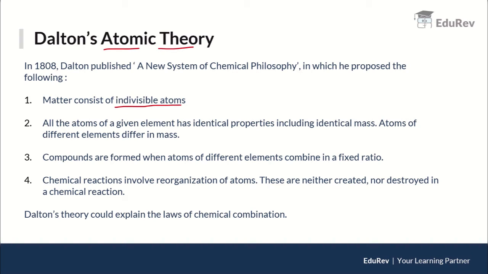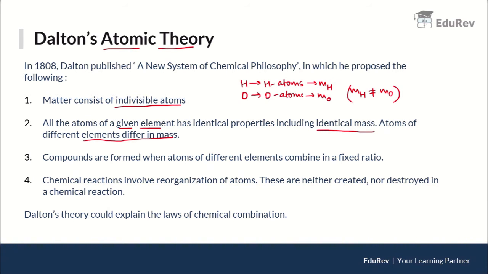Second point says all the atoms of a given element have identical properties, including identical mass. Atoms of different elements differ in mass. So suppose I have an element hydrogen. It is made up of hydrogen atoms and all the atoms have the same mass, which is mH, let's say. And I have another element, oxygen. It is made up of oxygen atoms and all the atoms of oxygen will have mass as MO. So mass of hydrogen would not be equal to mass of oxygen atoms, right?